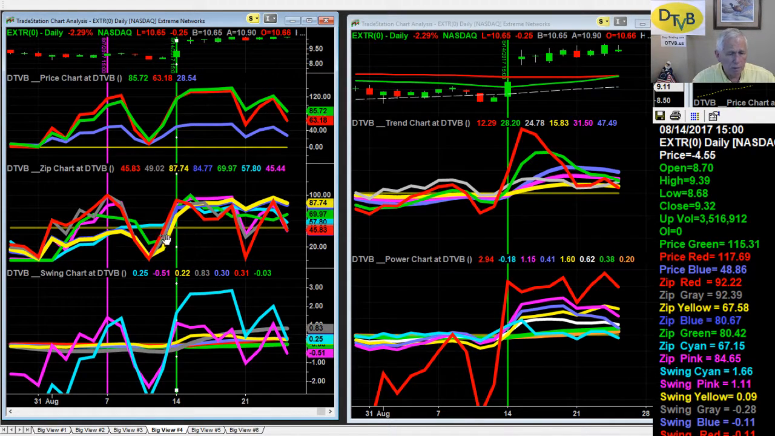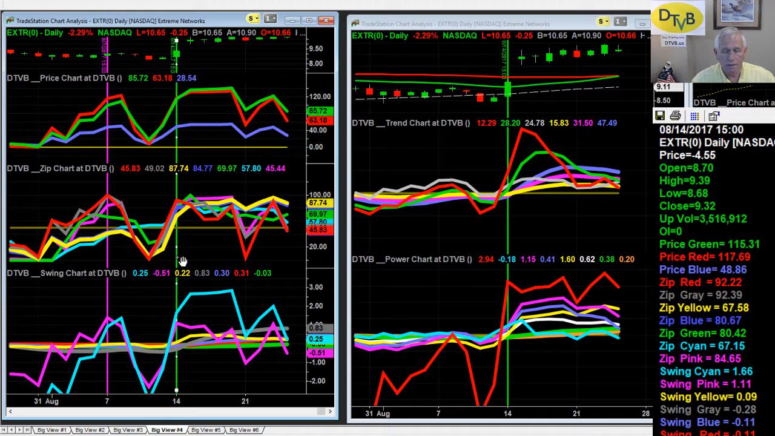Zip Red moving even 30 points is good, but Zip Red moving 40 or 50 points is a strong movement. We like to see that, but that's not the qualifying issue. The qualifying issue is that it ended up above 90. When it ends up above 90, Zip Red will go down the next day, but the price will go up. And in this case, Zip Yellow has crossed over the 50 line. Zip Yellow is actually at 67.